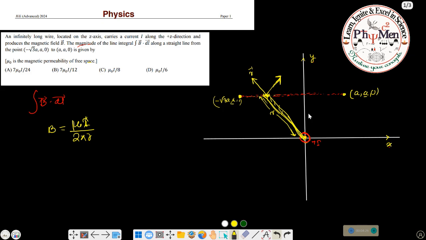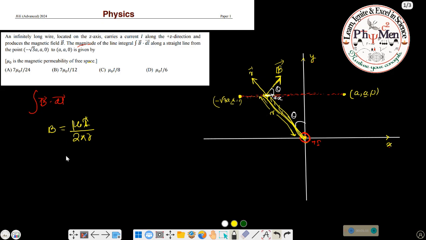So you direct your thumb of your right hand along the direction of current, stretch your other fingers or palm towards the field point, then the perpendicular direction of the palm gives the direction of magnetic field, and that comes out to be this direction B. Now if we take this angle as theta, then this angle is also theta, and we consider a small elemental dx along the given line.